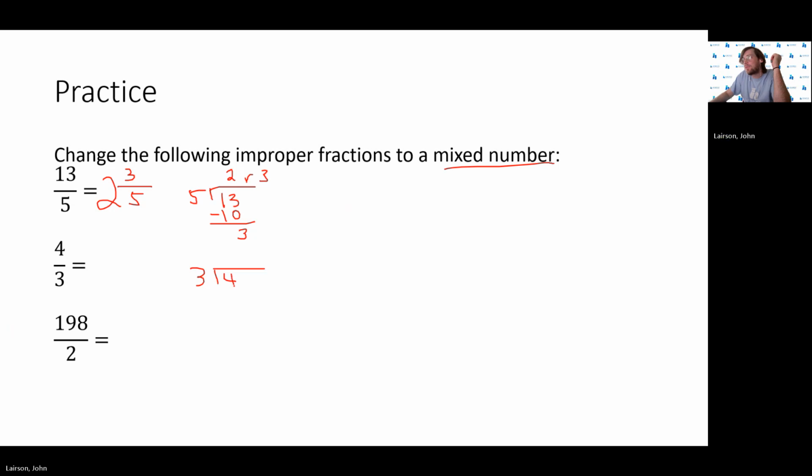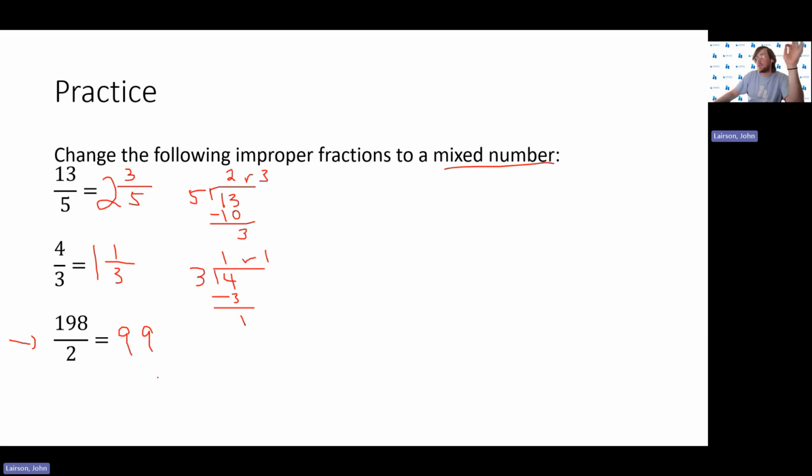4 over 3. Setting it up. How many times does 3 go into 4? It goes in there once, because 3 times 1 is 3. 1. Remainder 1. Nothing to bring down, so remainder 1. So this is 1, the remainder is the top, and the same bottom. 1 and 1/3. Now, 198 over 2. If you're quick on it, you can see that this is going to divide evenly. If you just type this in your calculator, 198 divided by 2, you'll see that it's an even 99.